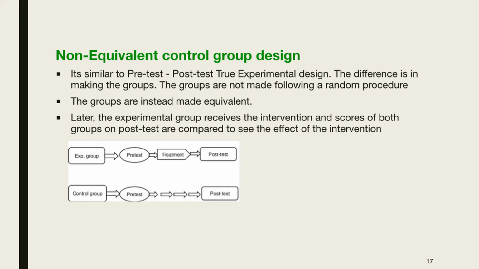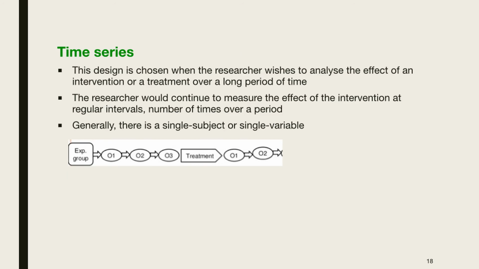A time series design is chosen when the researcher wishes to analyze the effect of an intervention or a treatment over a long period of time. The researcher would continue to measure the effect of the intervention at regular intervals and a number of times over a period. Generally, there is a single subject or a single variable. These were the two quasi-experimental research designs.